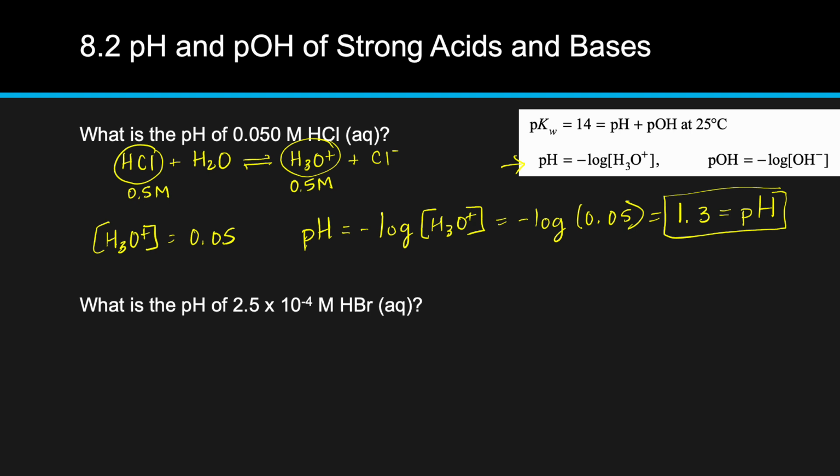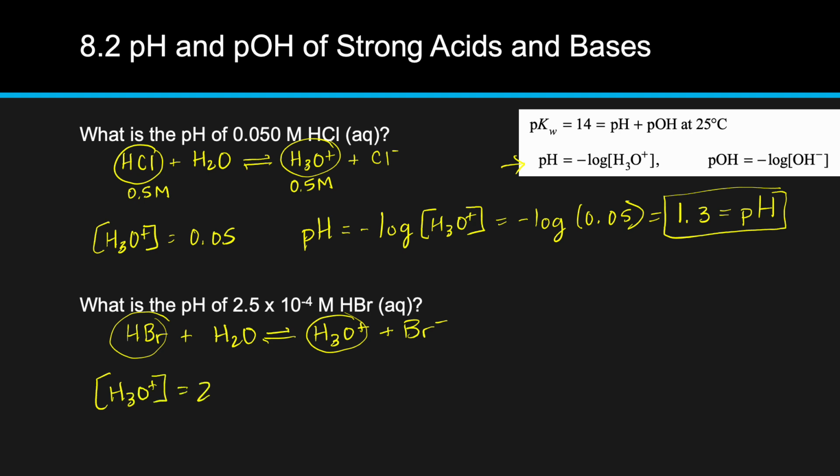So HBr is another one of our strong acids. When we take HBr and mix it with water, it's going to fully dissociate into H3O+ and Br-. Since this is a 1-to-1 ratio, we know that if we're starting with 2.5 times 10 to the negative fourth molar, we're also going to end with that same concentration of hydronium ions.